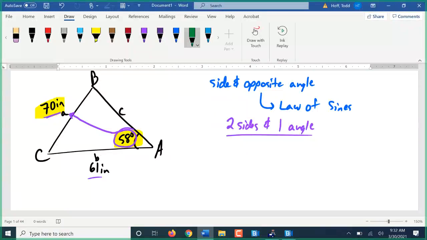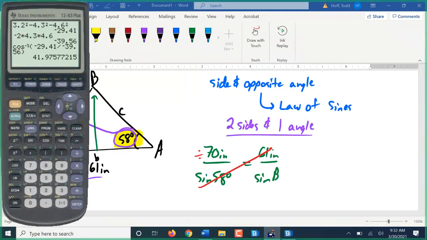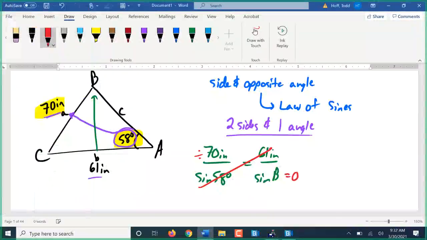So let's set up our law of sines. We have the 70 inches over the sine of the 58 degrees equals our 61 inches, and that will be over the sine of its opposite angle, which is angle B. And we'll cross multiply and divide here. Sine of 58 degrees times 61 inches divided by 70 inches gives us 0.7390. Well, that is the sine of B. So to find B, we have to do an inverse sine of that 0.7390.